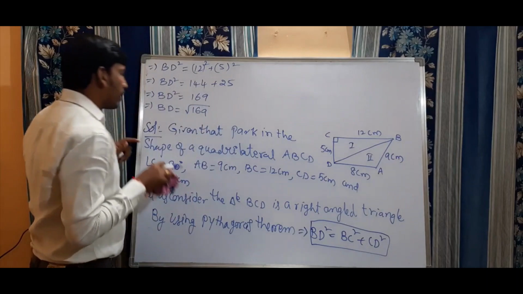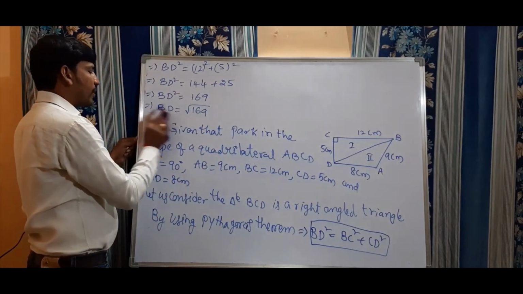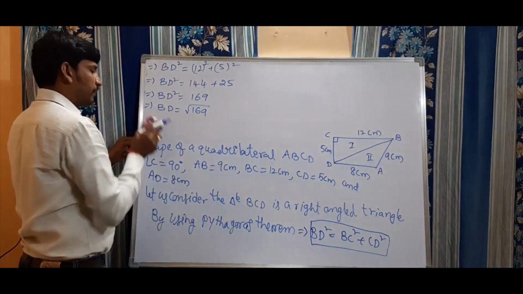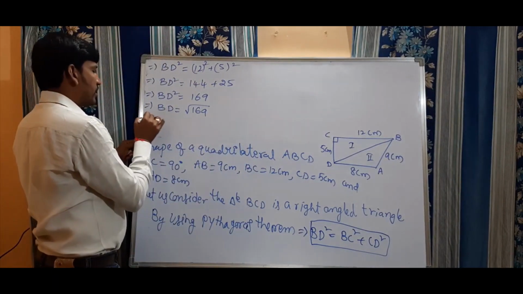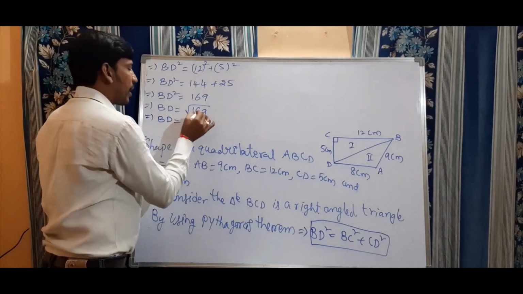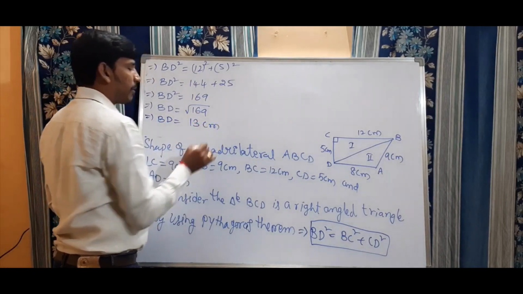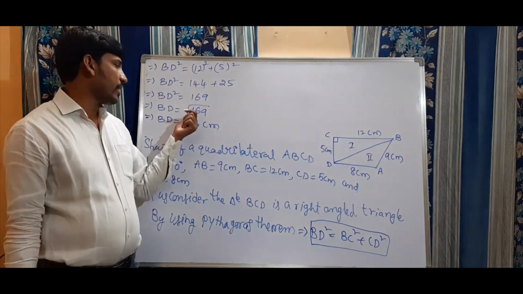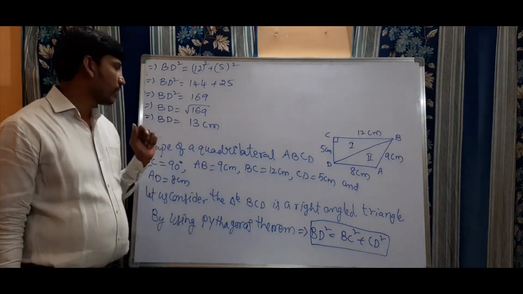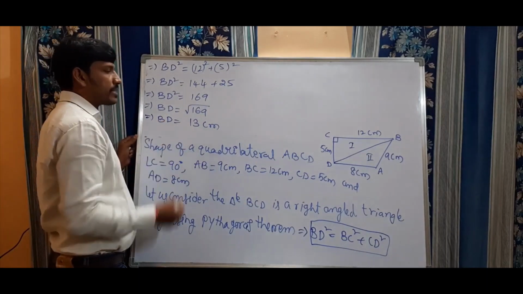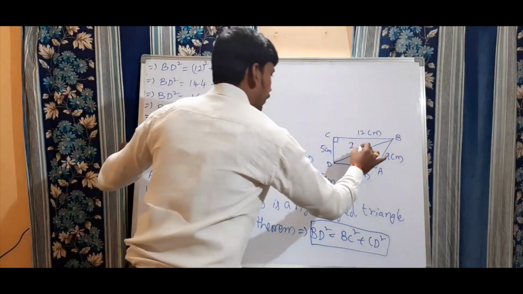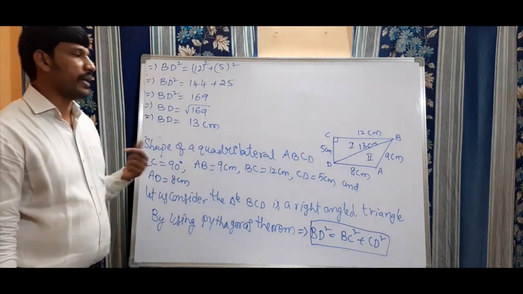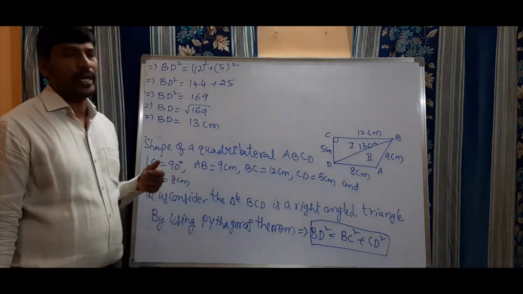So now, what is the BD value here? If BD equals root of 169, what is the square root of 169? What will be the square root of 169? See this here, which implies BD is equal to square root of 169, which is 13. Clear? Already we discussed in the earlier class, 8th class, the square root of 169 is 13, as 13 square is 169. Clear? So now we got BD as 13 centimeters. So we got this side 13 centimeters.